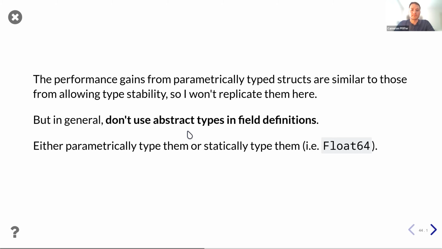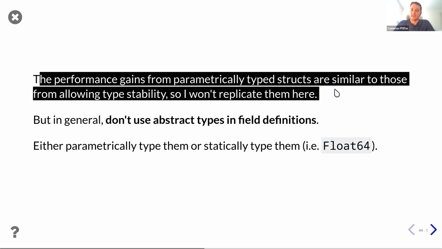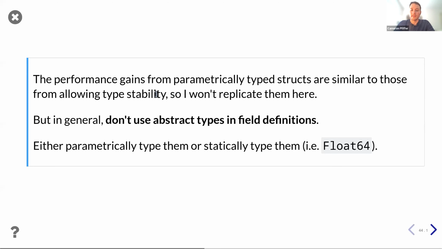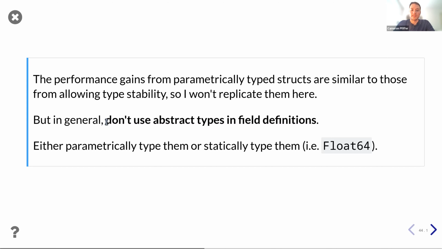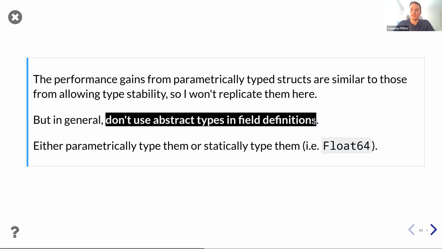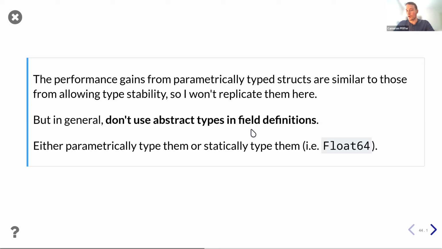So I guess I'm not going to have a demo here, but it basically ends up being exactly the same as when you have type unstable or abstractly typed structs, things like that. So just don't use abstract types in field definitions. That's the biggest rule that I could come up with. If I see the word Integer or the word Real or Any in any of your struct fields, I'll be really grumpy.